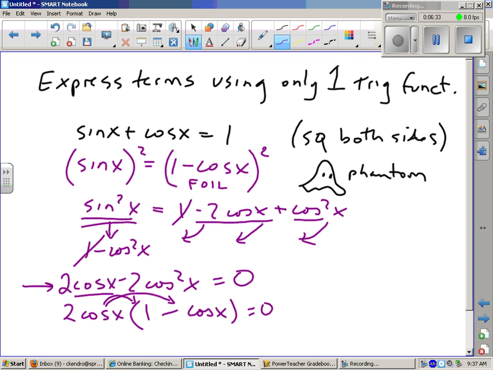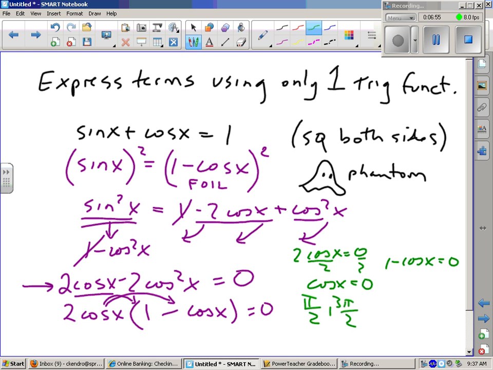So let's do that over here. I'm going to change color to isolate it a little bit. So 2 cosine x equals 0, and 1 minus cosine x equals 0. So divide by 2. So cosine x equals 0. Now we just did that one. We said it was pi over 2 and 3 pi over 2. Over here, if I bring the cosine over, I get 1 equals cosine. Now where does cosine equal 1? This is 1, 0, so it happens at 0.